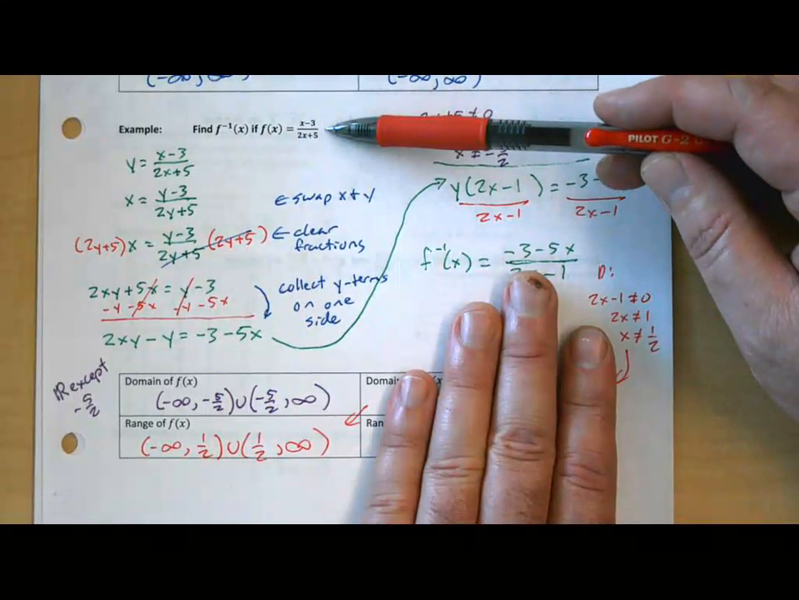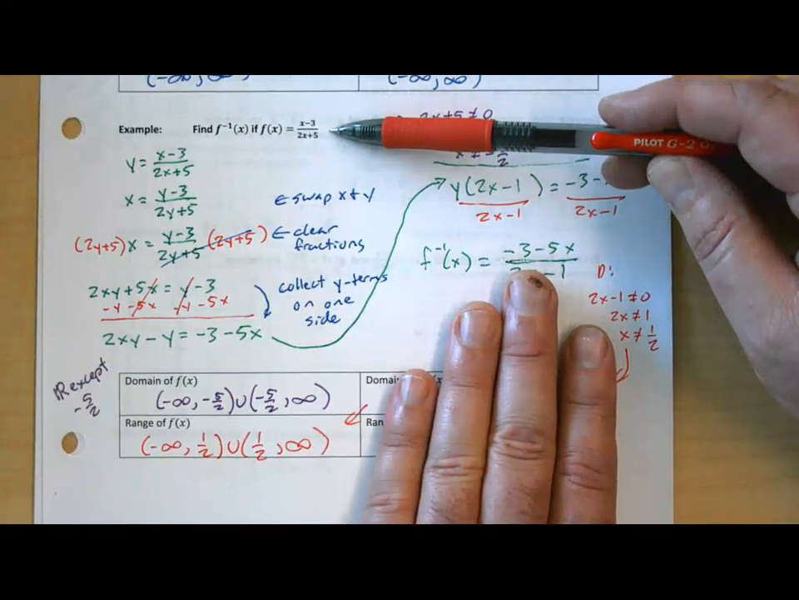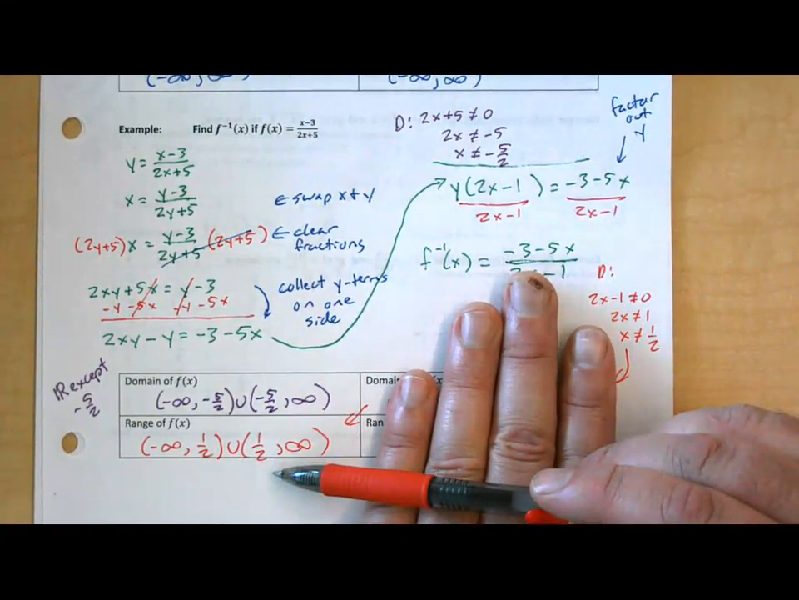Anybody want to guess where the horizontal asymptote of this thing is going to be? What do you think? It's going to be y equals 1/2. Yeah. In fact, let's check this really quick.